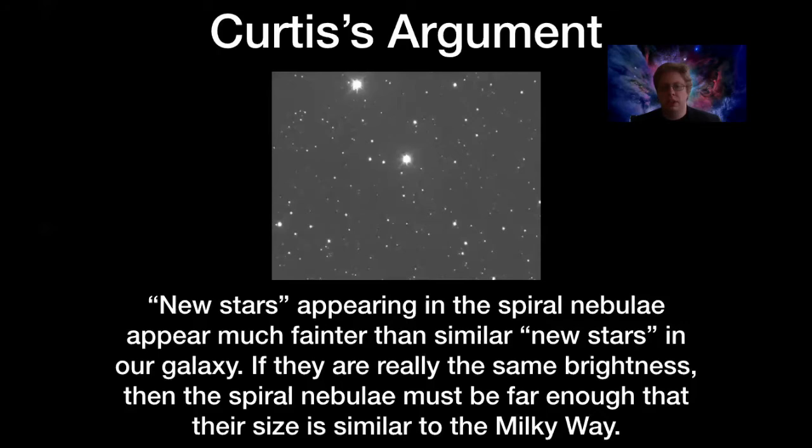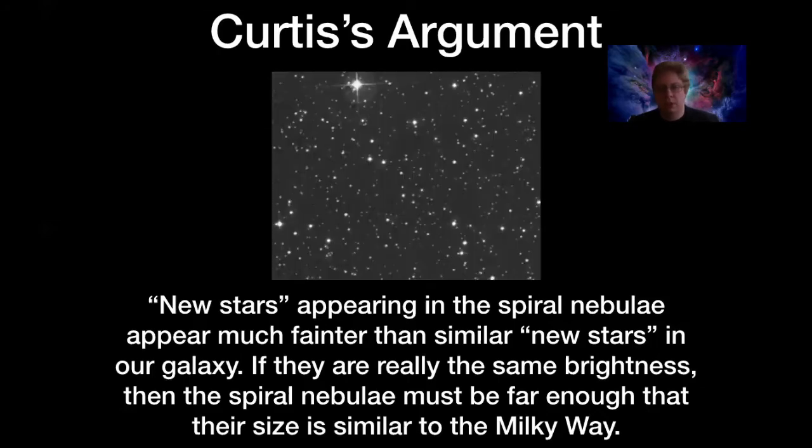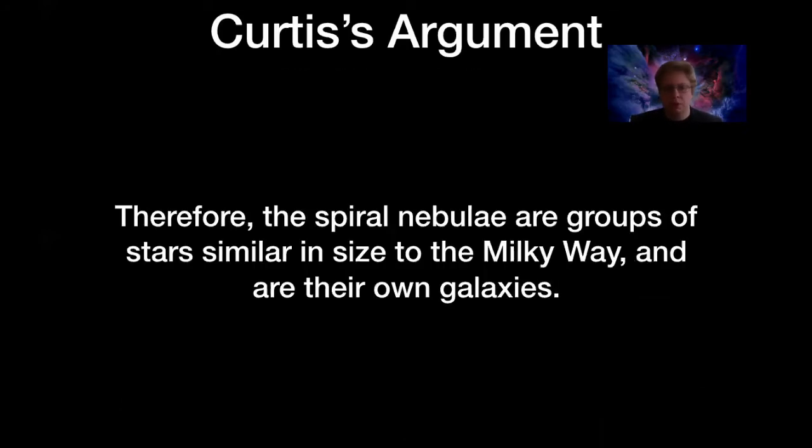And he found that if the nova are really the same brightness in both the Milky Way and in Andromeda, then that makes Andromeda roughly the right distance away for it to be similar in size to the Milky Way. Therefore, the spiral nebulae are groups of stars that are similar in size to the Milky Way, and they're their own galaxies. They are as much a galaxy in themselves as the Milky Way is one for us. So that was Curtis's argument.